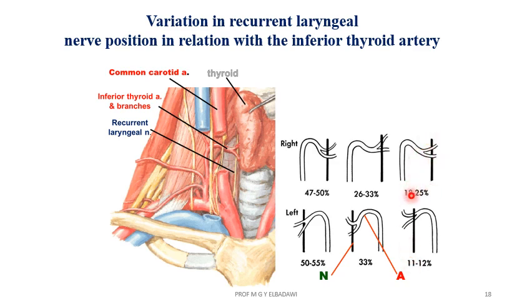Behind both of them, in 18%, while on the left side will be in 50%. That is the relations of the recurrent laryngeal nerve to the inferior thyroid artery, which is important to remember during operations on the thyroid gland.